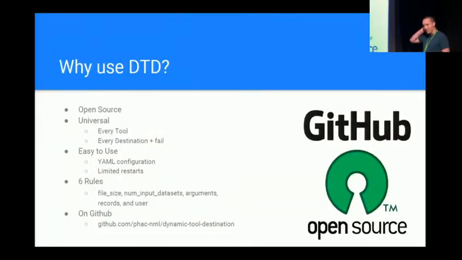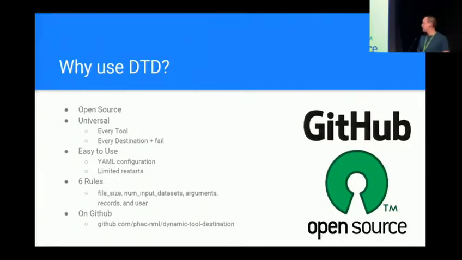So why use DTD? DTD is a dynamic destination, and you could write your own. Typically, from the examples I've seen, those are per tool. Ours works for every tool, every destination. We're not modifying the DRMAA native specification; we are actually returning the ID of the destination. It's easy to use. It's a YAML configuration file, which I'll show in a bit. There are limited restarts: once you have all your destinations set up in the job conf, you can update your YAML configuration on the fly with no restarts.